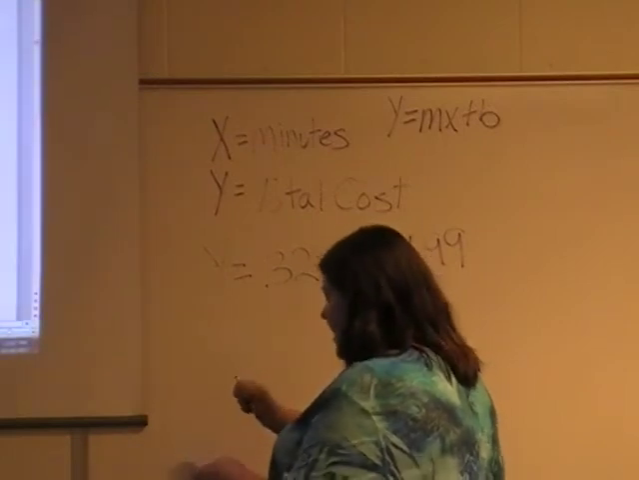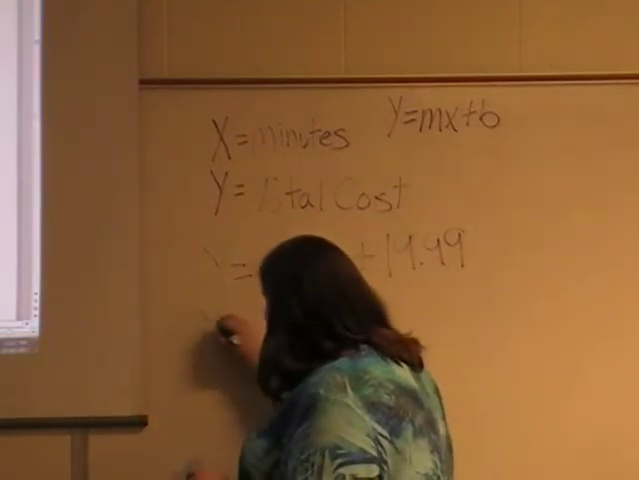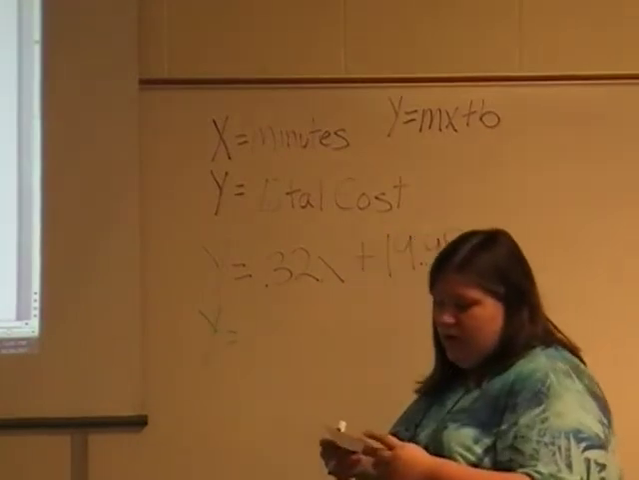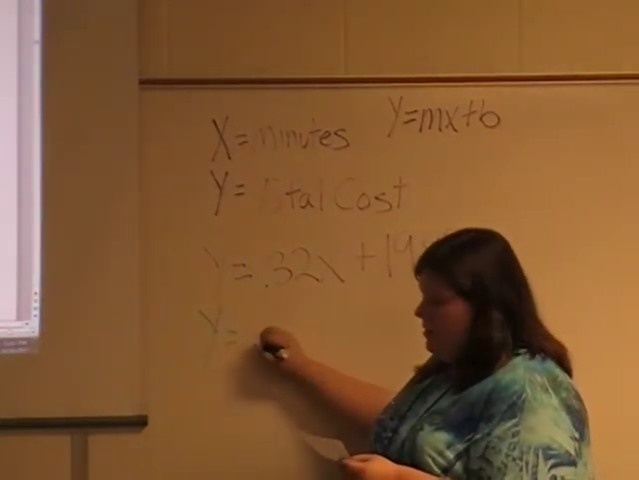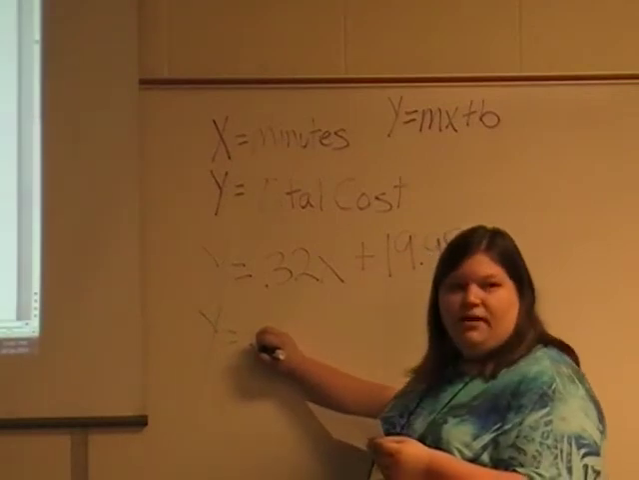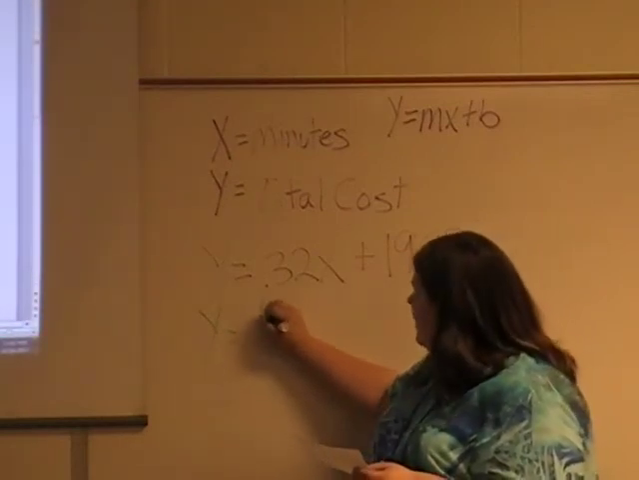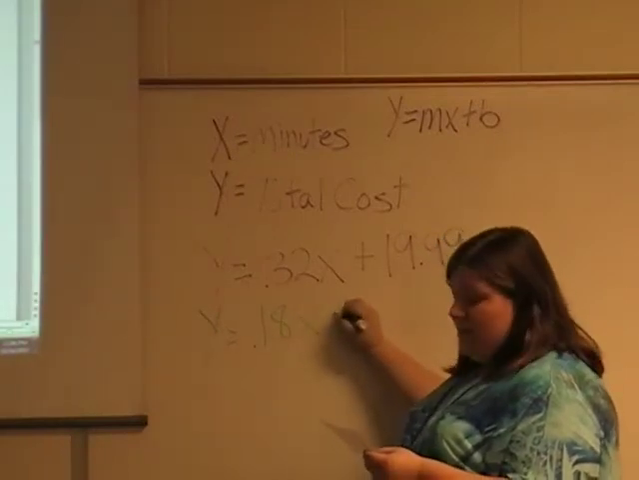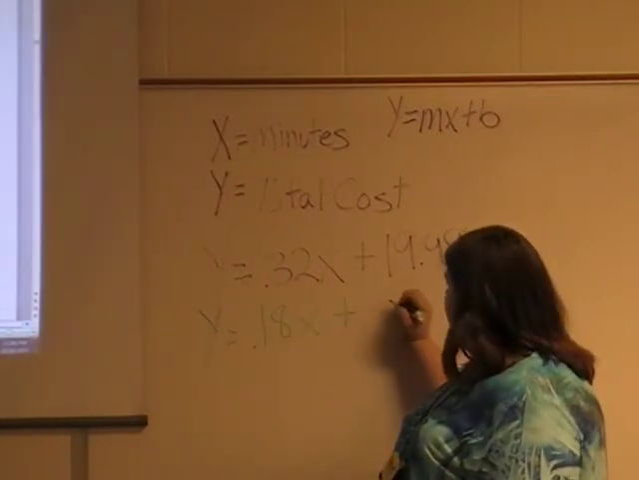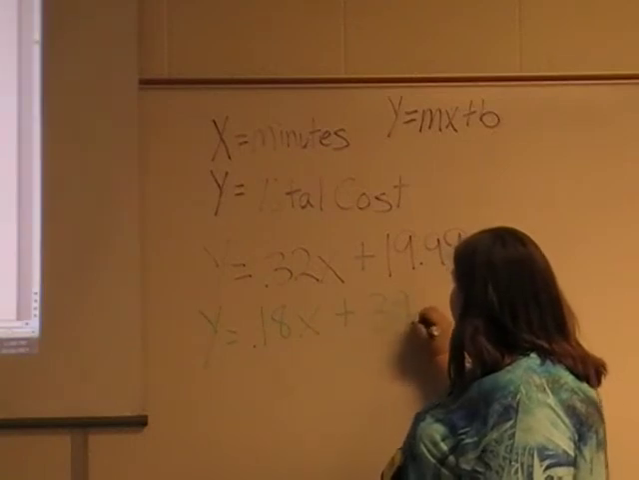Okay, let me try this again with a new marker. So Y equals, the diamond plan, how much is it per minute? 18 cents. 0.18 times X, which is our minutes, plus, and what's our per month charge? $39.99, very good.